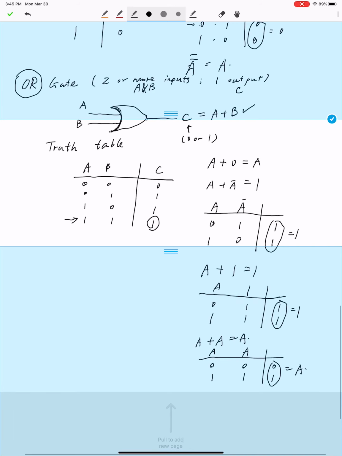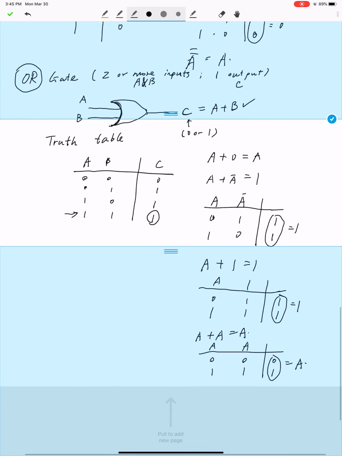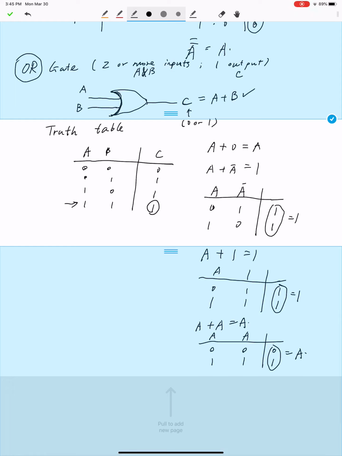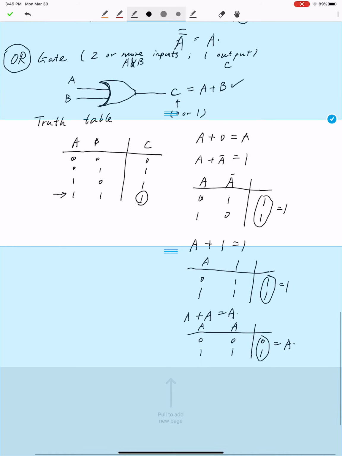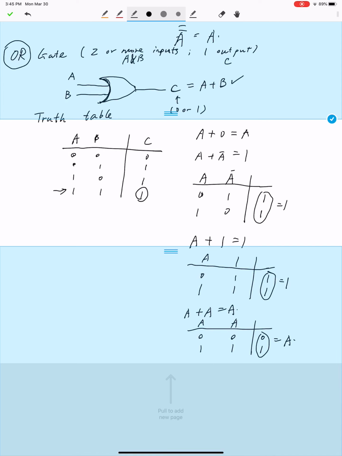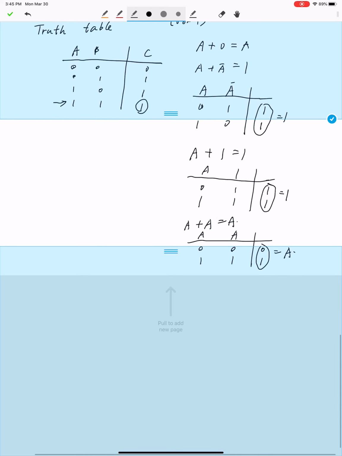Alright, so here I give you some experience formulas. What's the value for A plus 0? A plus 0 is still A, right? Just like our normal summation, anything plus 0 is the original thing. What about A plus A bar? A could be 0 or 1. A bar is the inverse of A, which could be 1 and 0. 0 plus 1 is 1. 1 plus 0 is still 1. So you see, it is always 1.